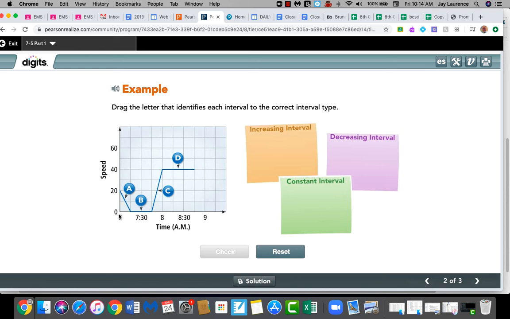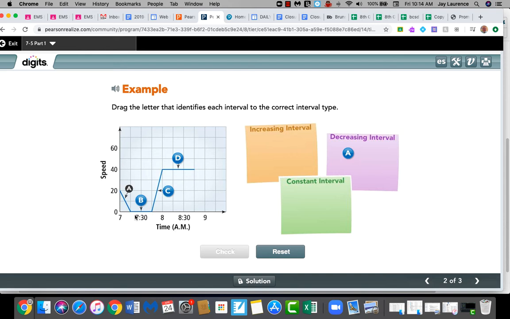Let's look at A. Time is going up. It was 7 o'clock, and now it's 7:15, right? 7:30. 7:15. The speed was 20, but it goes all the way down to 0. Okay? So, let's see here. That must be a decreasing interval.